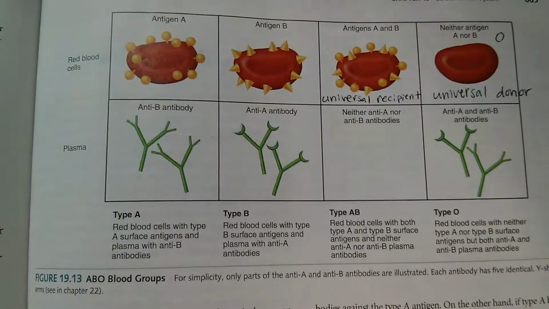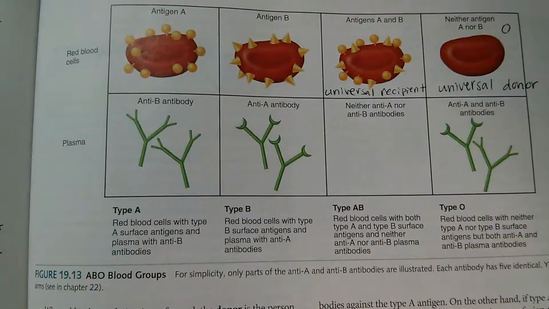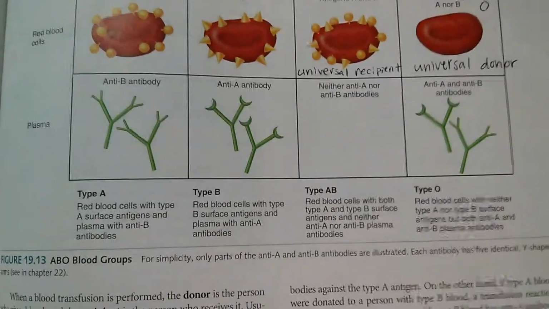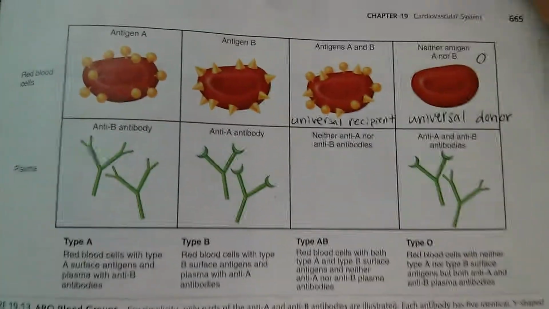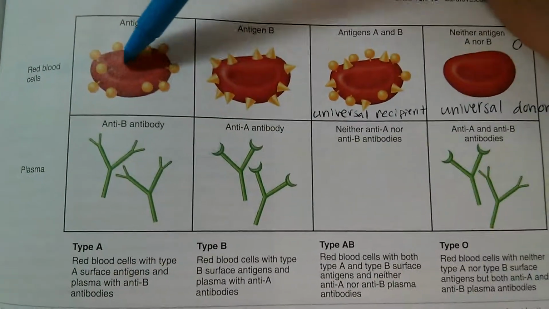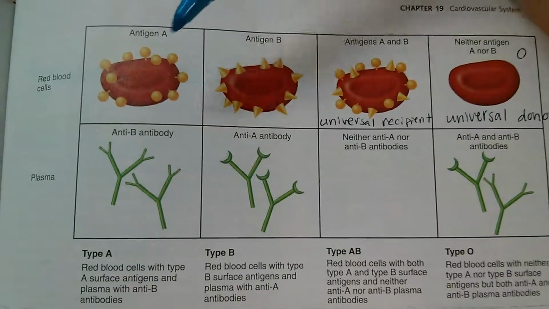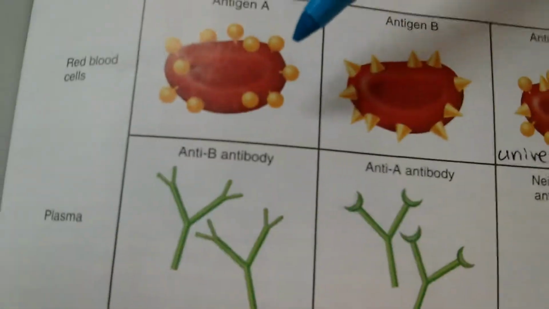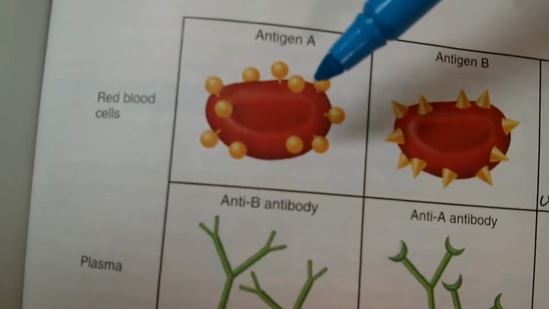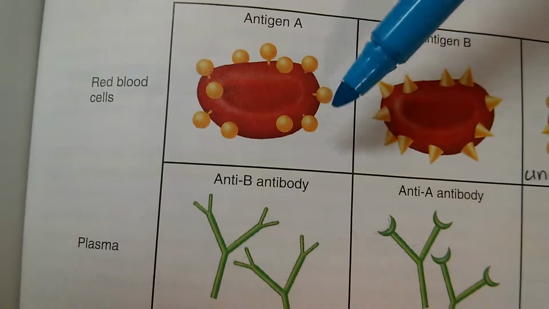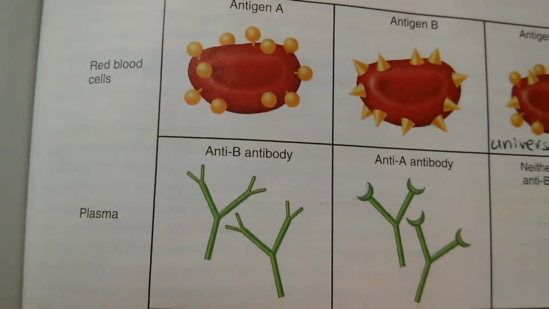Hello, so today we're going to be talking about Anatomy and Physiology, Chapter 19, about blood typing and antibodies. Everybody on their red blood cells has what they call antigens. So this is the red blood cell, and on your red blood cell you have these little markers, and in this case they're circles, which identify it as an A blood type. These little markers, like I said, are called antigens.